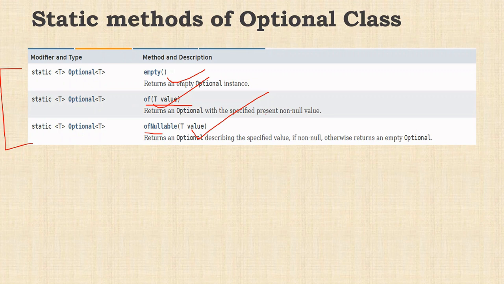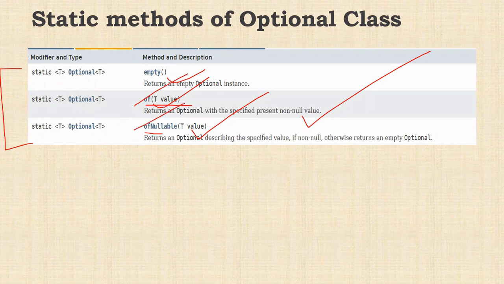Of returns an Optional with the specified non-null value, meaning you will not get null. If there is a possibility that you can get null, then you should use the ofNullable method. And empty returns an empty Optional instance. So these are the three static methods, and all are very important. This is a very important interview question: what is the difference between of and ofNullable? So please be careful while understanding.